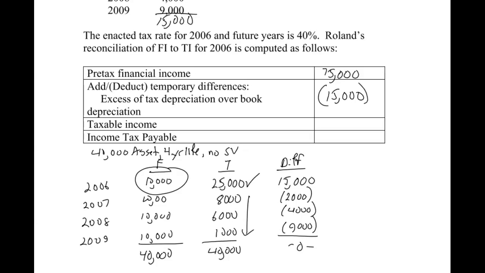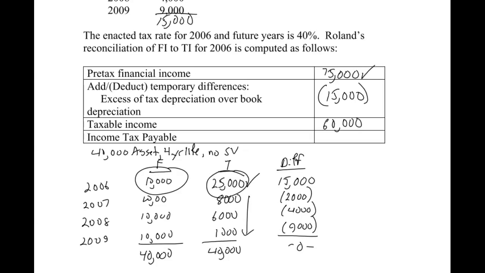Therefore, in my reconciliation, think about it. Up here in the 75, we subtracted 10,000. If I subtract 15,000 more, it will give me the 25,000 right here, and that's what would have been shown in my tax return. So very important step.